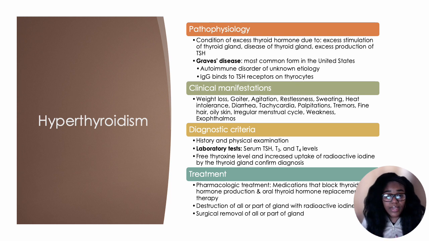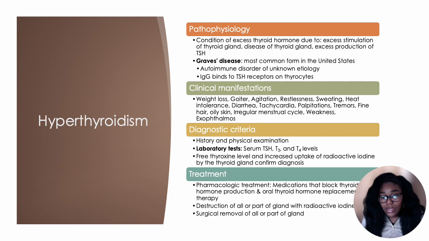So with clinical manifestations, you'll see weight loss. You may see a goiter, which is that large lump on the neck area. You may see agitation and restlessness, sweating, because individuals with hyperthyroidism, they're hot, they're heated. One thing that thyroid hormone does is that it helps regulate body temperature. So in excess of something that helps regulate body temperature, you do see this sweating and heat intolerance. You'll see diarrhea, tachycardia, palpitations, tremors, fine hair, oily skin. You'll see individuals with the irregular menstrual cycle, weakness, and exophthalmos, which is the bulging of the eyeballs.